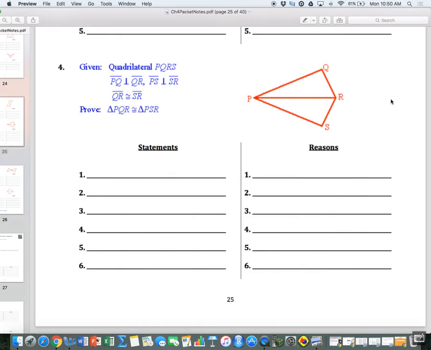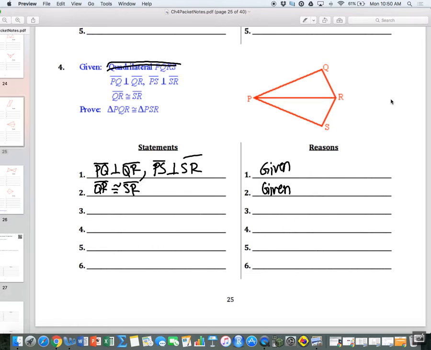Problem 4. We have quadrilateral PQRS, which I already told you is useless information that does not help us at all. But we are told that PQ is perpendicular to QR, and that PS is perpendicular to SR. And we know that QR is congruent to SR. These are both givens. Okay, so QR is congruent to SR. That's there.